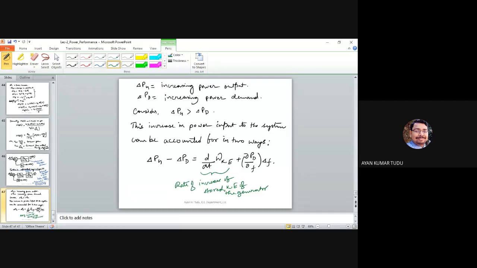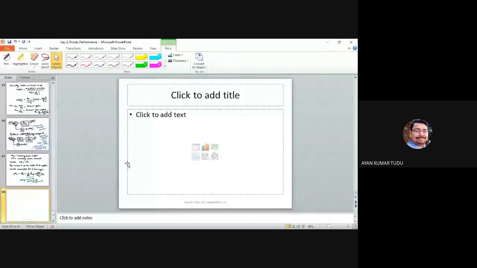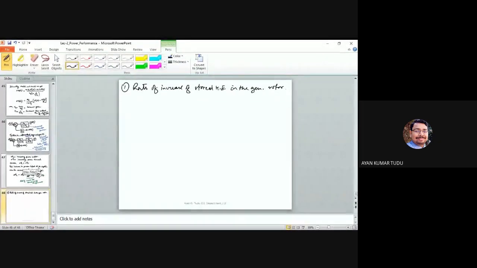It is the rate of increase of stored kinetic energy of the generator. So let us first model this one, then we'll talk about the other half. When we're talking about the first one, that is what we said, the rate of increase of stored kinetic energy in the generator rotor. Okay, rate of increase of kinetic energy in the generator rotor.